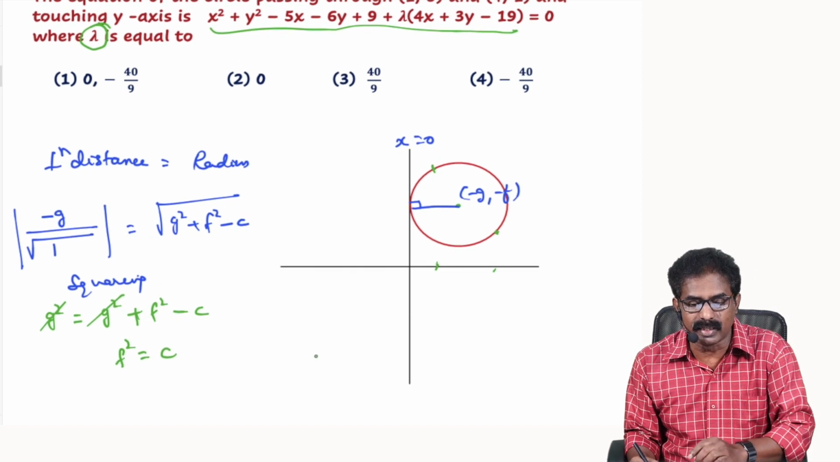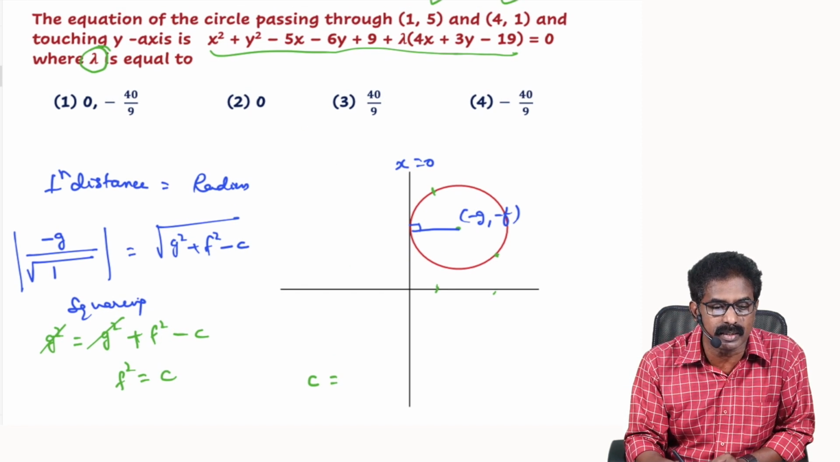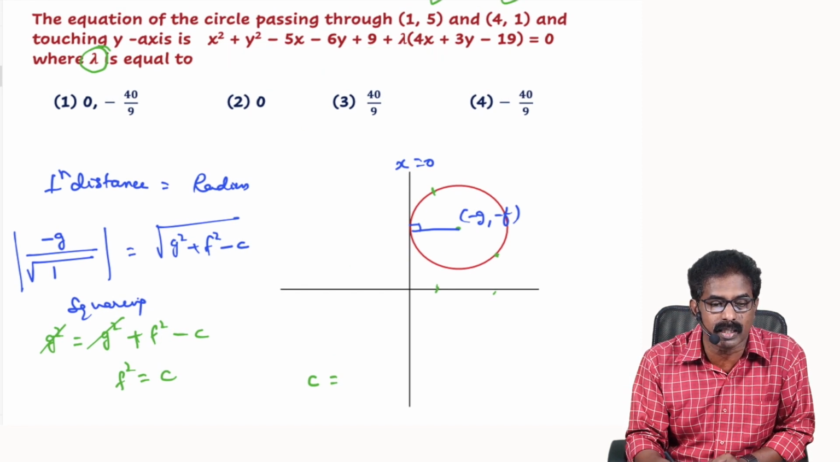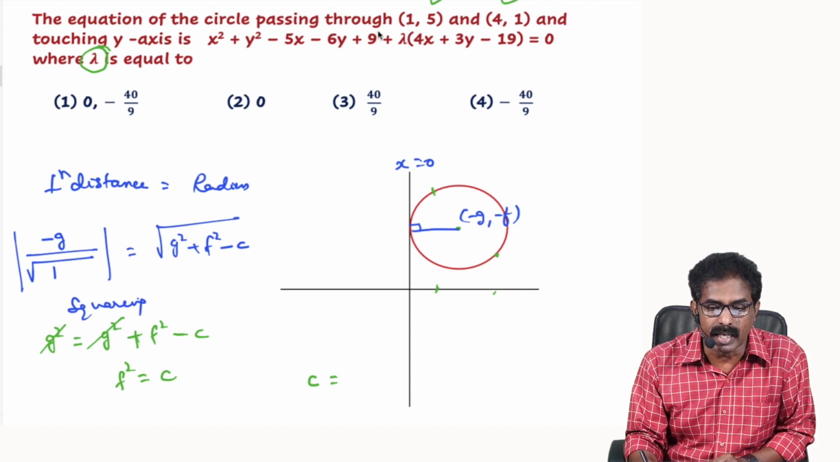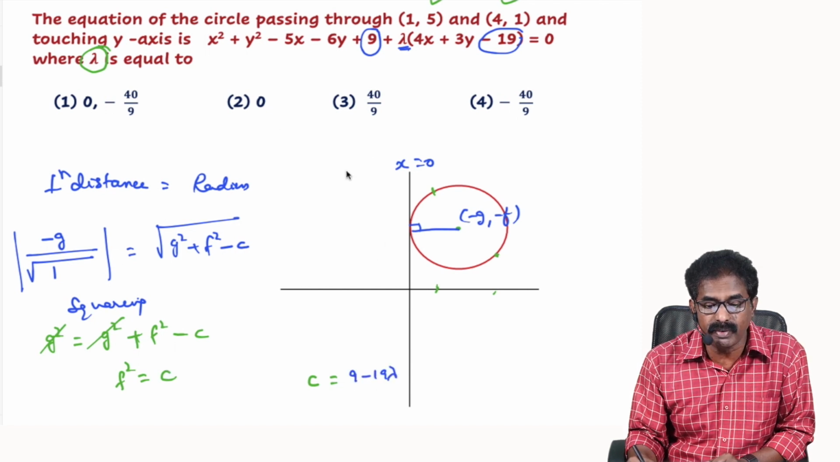Now from the given equation, find c and f. c is the constant term. What is c here? You can see constants in two places. What are the constants here? There are two constants here. 9 is a constant, right? And here, minus 19 into lambda. So c is 9 minus 19 lambda. Okay, so c we need. f we want.